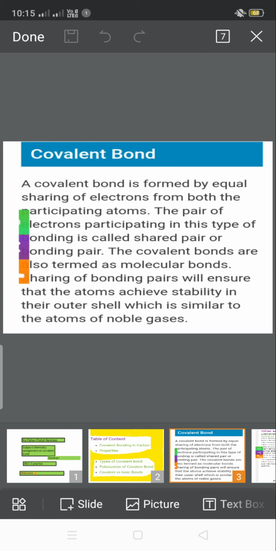Covalent bond. A covalent bond is formed by equal sharing of electrons from both the participating atoms. The pair of electrons participating in this type of bonding is called shared pair or bonding pair. The covalent bonds are also termed as molecular bonds. Sharing of bonding pairs will ensure that the atoms achieve stability in their outer shell, which is similar to the atoms of noble gases.